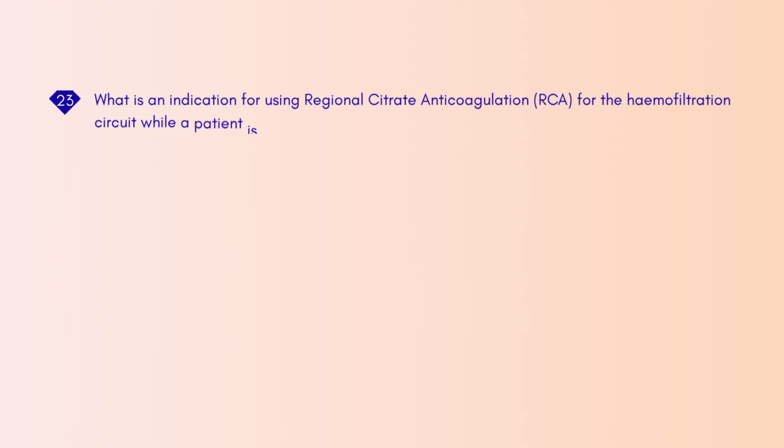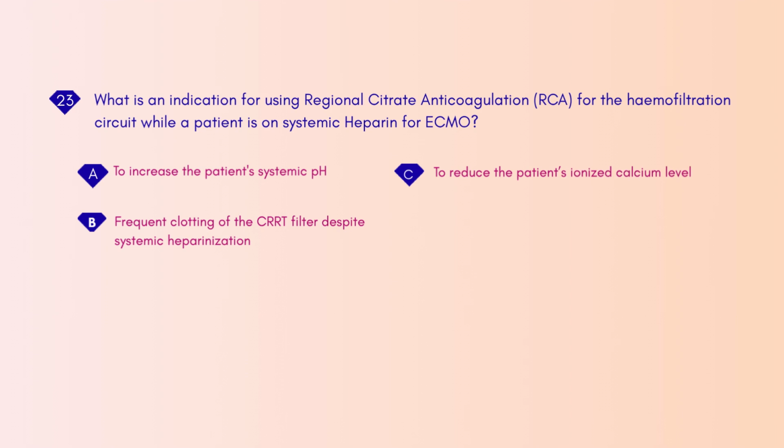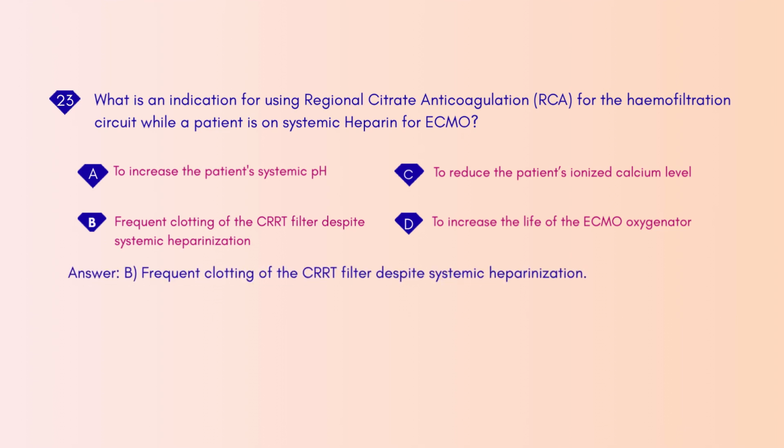What is an indication for using regional citrate anticoagulation, RCA, for the hemofiltration circuit while a patient is on systemic heparin for ECMO? A. To increase the patient's systemic pH. B. Frequent clotting of the CRRT filter despite systemic heparinization. C. To reduce the patient's ionized calcium level. D. To increase the life of the ECMO oxygenator. Answer: B. Frequent clotting of the CRRT filter despite systemic heparinization.